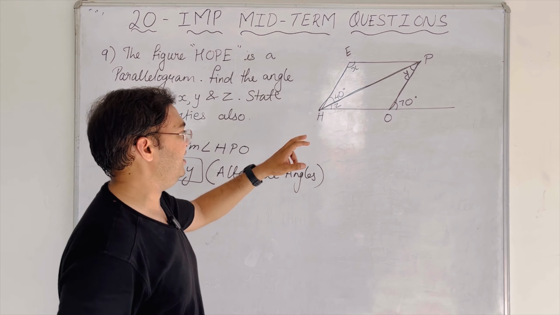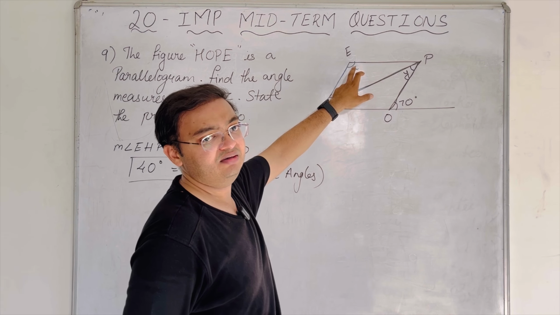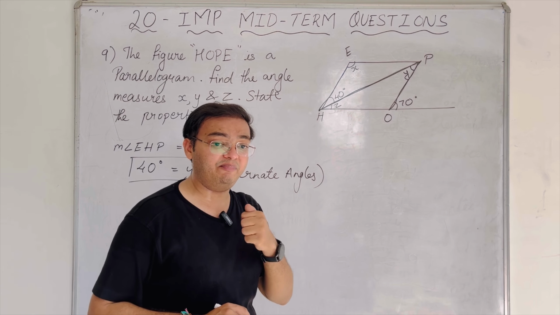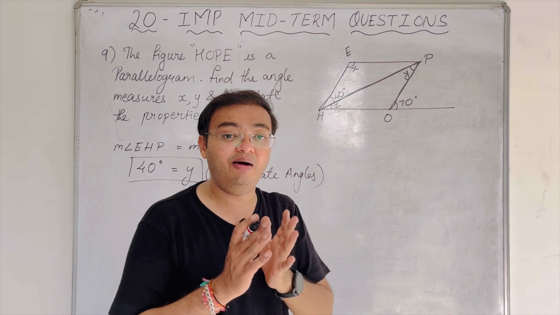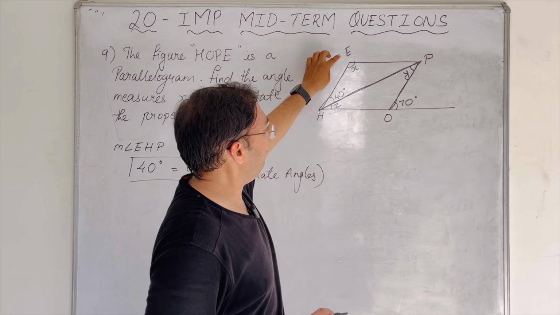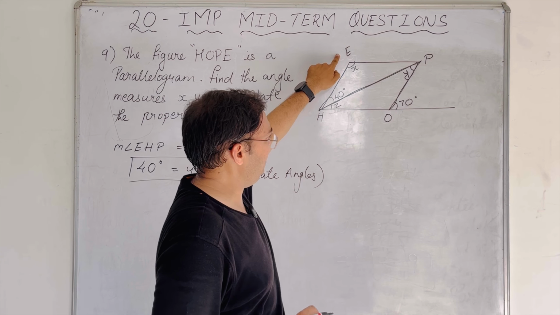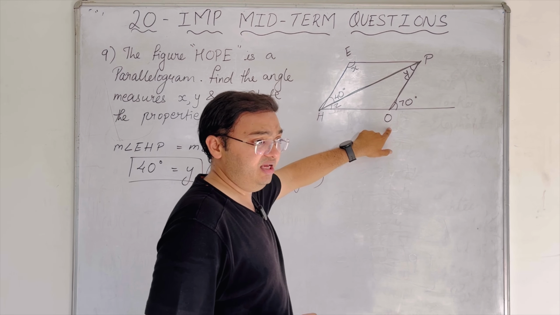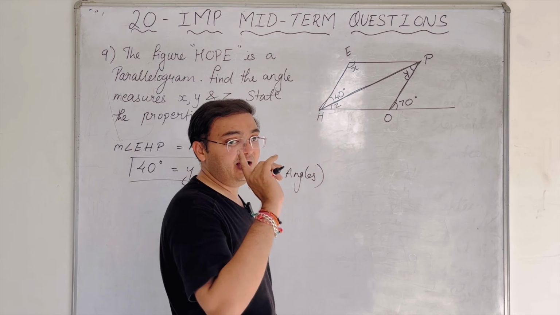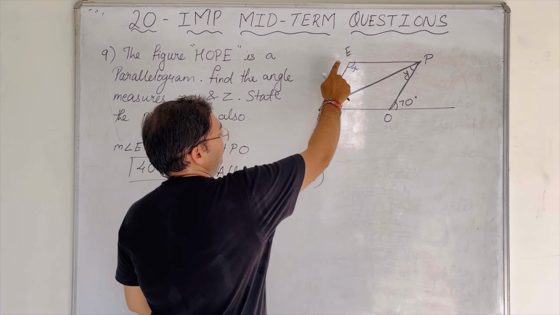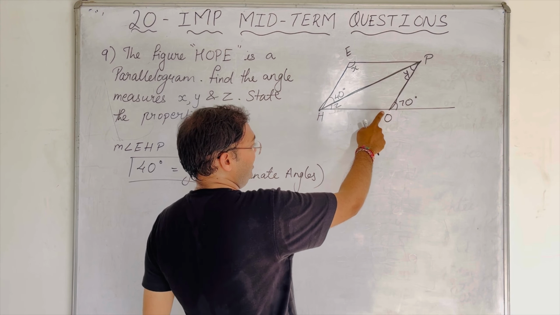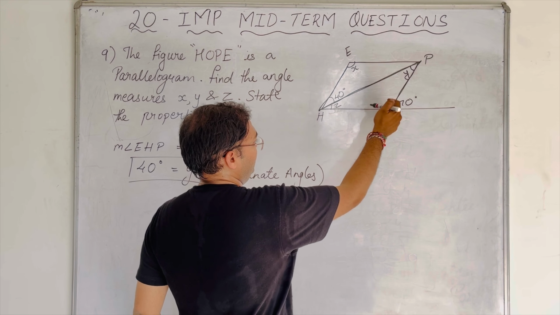Now it's time to find z and x. How can I find x? I said that the property of a parallelogram is such that the opposite angles are the same. So what is the opposite angle of E? The opposite angle of E is angle O, but that's also interior. I am repeating once again: the measurement of angle E is equal to the measurement of angle O, but which type of angle O? Interior. That means this.